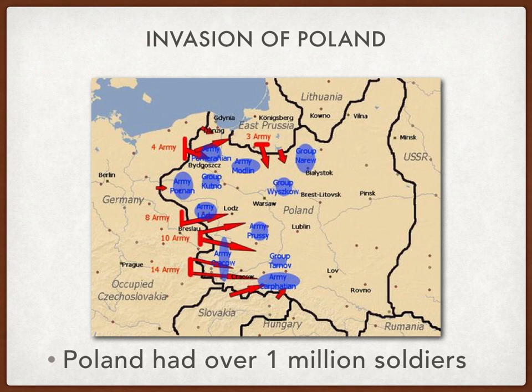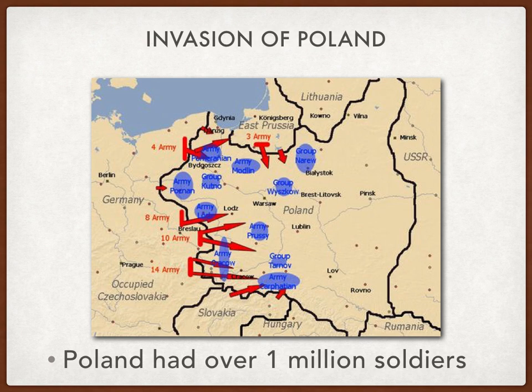The attack was devastating. Poland had a strong army. They had an army of over 1 million soldiers, but they weren't prepared for the speed and ferocity of the German offensive. They were expecting warfare kind of similar to the trench warfare that had dominated World War I. But the speed of the German advance caught other countries off guard too.